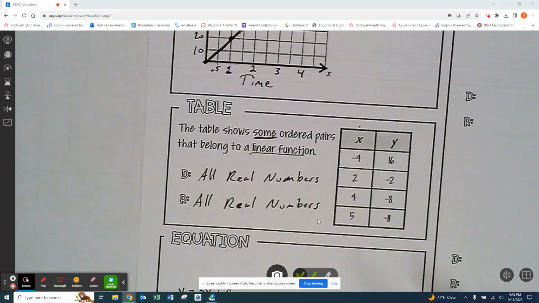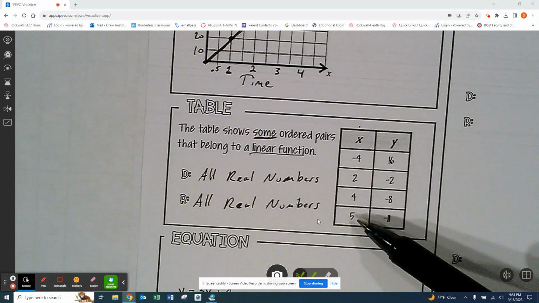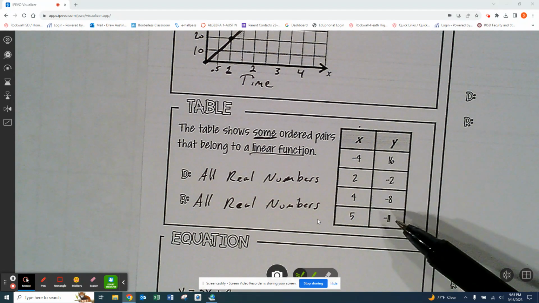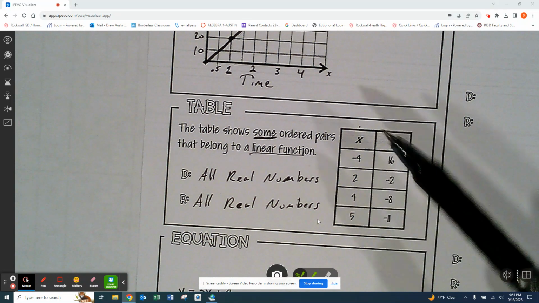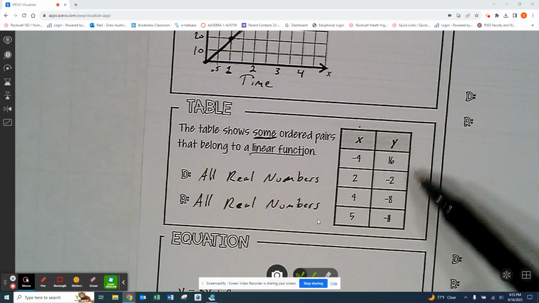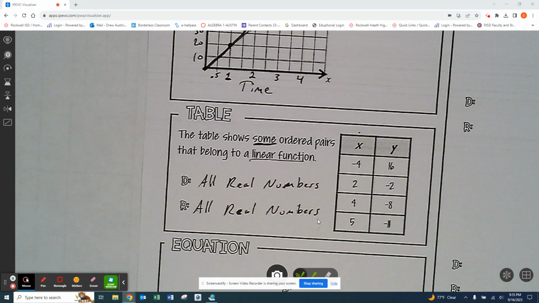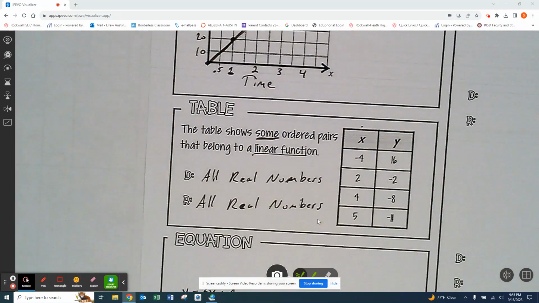I don't know anything that's going on with this linear function. All I know is my x values change, my y values change. So therefore, it's going to be a line. It looks like actually the line is going down based on that the x's are increasing while the y's are decreasing. That's all I know. I also know that the domain and range could be any number whatsoever.